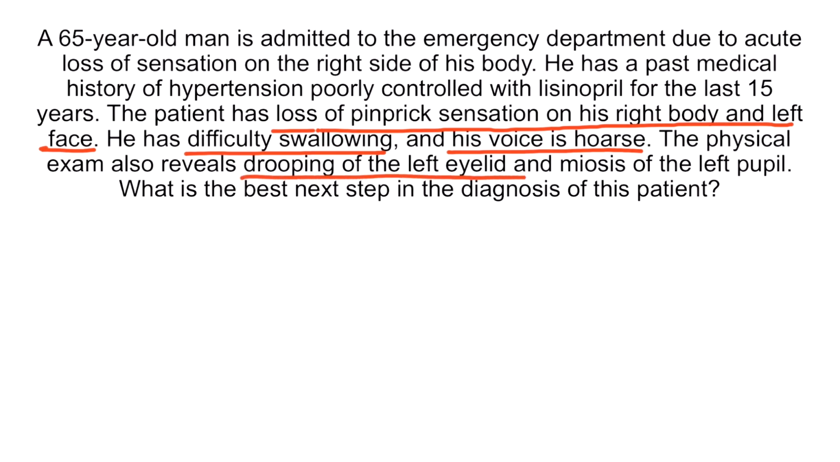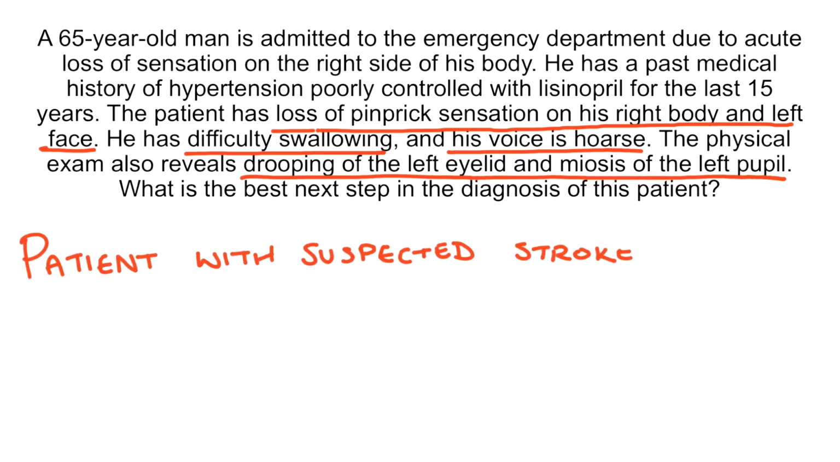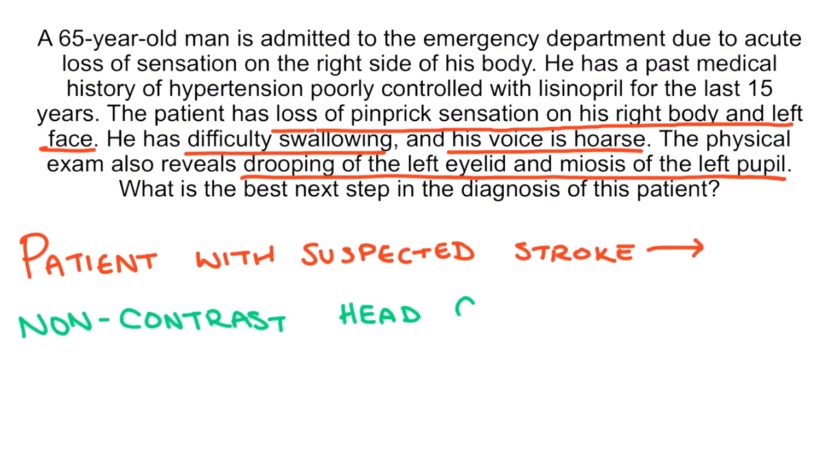This patient also has drooping of the left eyelid and miosis of the left pupil, indicating left-sided Horner syndrome. Horner syndrome in this case is likely caused by damage to descending hypothalamic fibers. Considering all these clues, this patient most likely has a left lateral medullary stroke, also known as Wallenberg syndrome. The best next step in the diagnosis of any patient with suspected stroke is a non-contrast head CT scan.